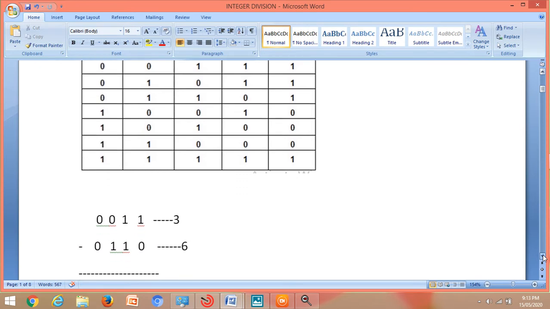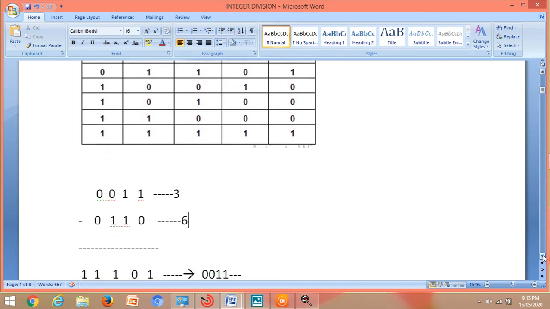So let us take one example. We are going to subtract 6 from 3. 3 is represented in binary as 0, 0, 1, 1, and 6 is represented in binary as 0, 1, 1, 0. Now we are going to perform 3 minus 6. You can see that 3 minus 6 is treated as 3 plus minus 6, right? 3 minus 6 means 3 plus minus 6.